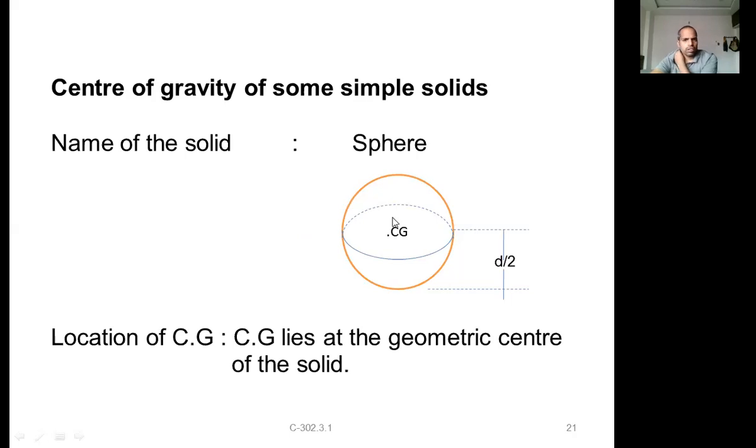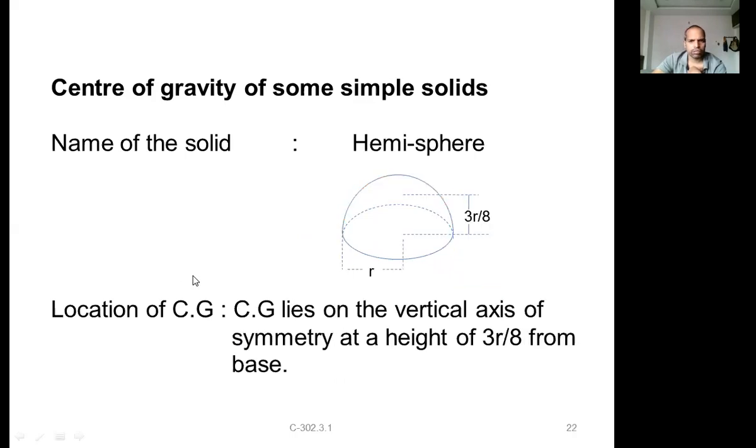Let us take a sphere. The center of gravity obviously lies at the center point. A circle is two-dimensional, while a sphere is three-dimensional, just like a ball. For a ball, the CG lies at the center, at a distance of d by 2. CG lies at the geometric center of the solid.